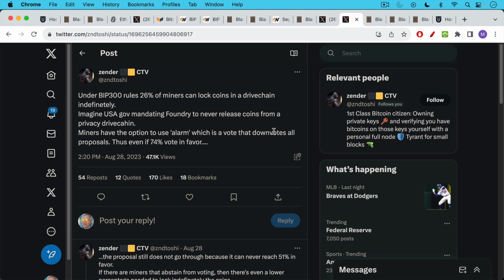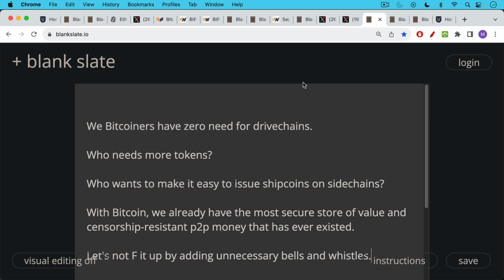I think Zender here has an interesting take on a potential problem with BIP 300. He claims in this tweet that under BIP 300 rules, just 26% of miners can lock coins in a drivechain indefinitely, can lock up Bitcoin in a drivechain indefinitely. Imagine the USA government mandating Foundry, which is a Bitcoin mining pool, to never release coins from a privacy drivechain. Miners have the option to use an alarm, which is a vote that downvotes all proposals, et cetera, et cetera. But these are the kind of unintended consequences we have to be very, very careful about.